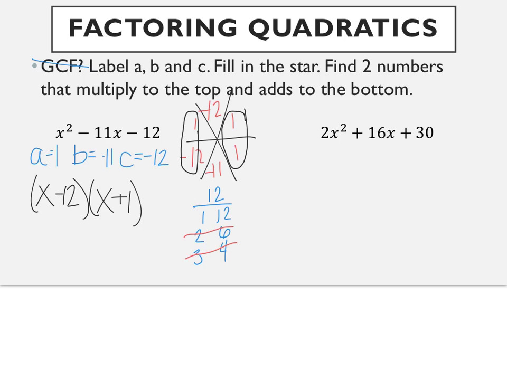Alright, our next example, 2x squared plus 16x plus 30. This, I notice, does have a greatest common factor. The greatest common factor here is going to be 2. 2 times x squared will give me 2x squared. 2 times 8x will give me 16x. And 2 times 15 is 30. So again, I write my greatest common factor of 2 on the outside, and all of my leftovers stay inside.